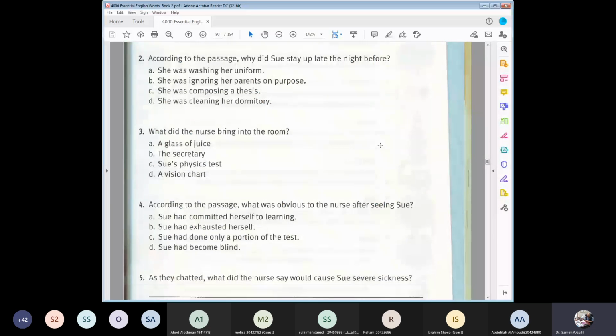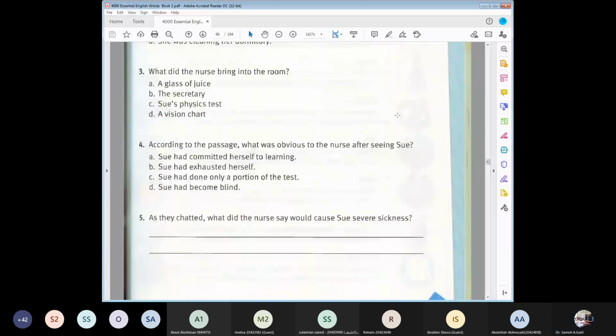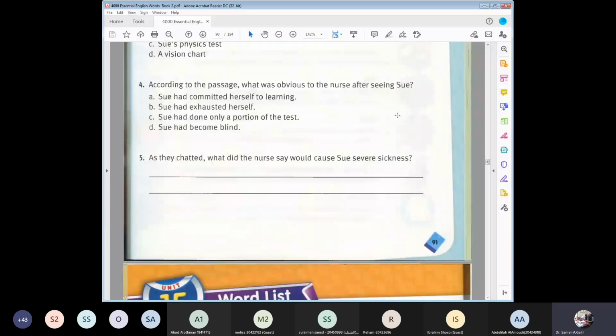What did the nurse bring into the room? Can I answer, Doctor? A glass of juice. I need one at a time. A glass of juice. Okay. Okay, so according to the passage, what was obvious to the nurse after seeing Sue?